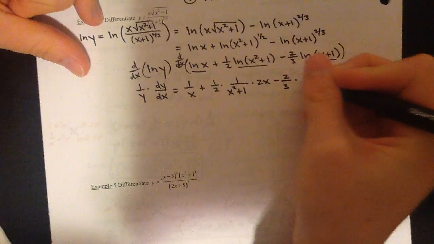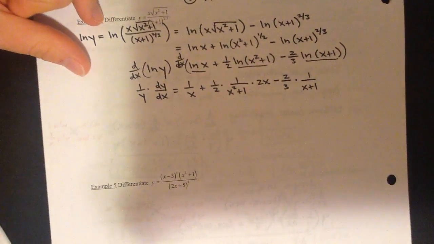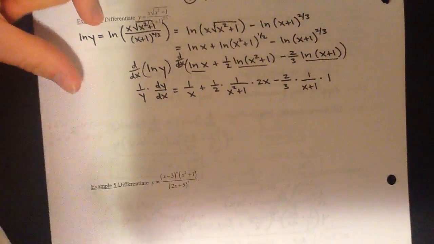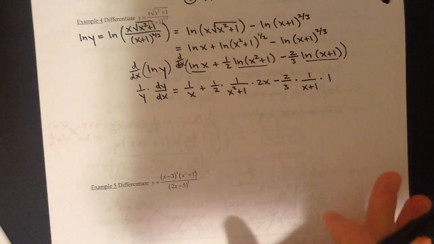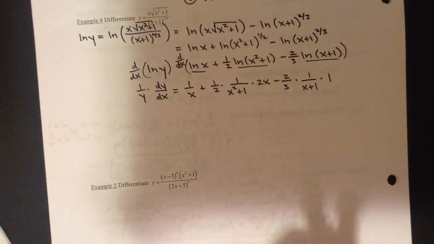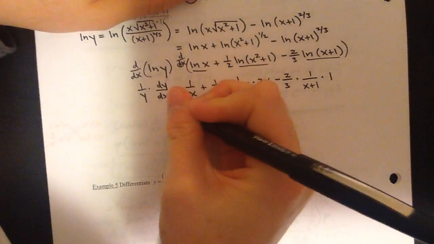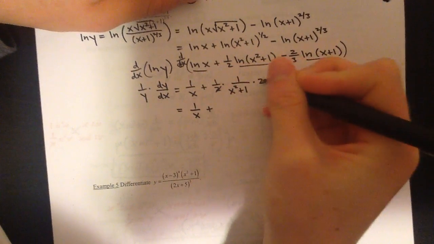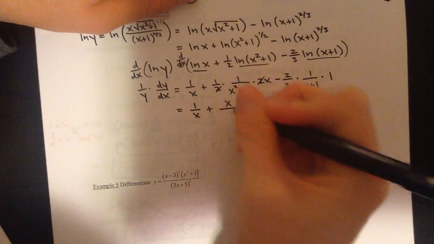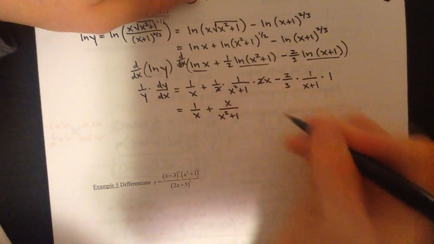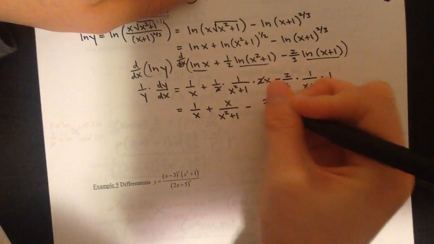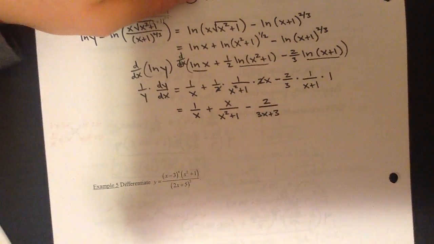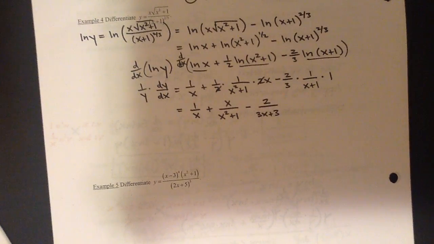Again, chain rule says when I take the derivative, I leave the x plus 1 in place, and then multiply by the derivative of x plus 1, which is just a 1. All right, so now I have all of my pieces here. I'm going to simplify, clean up just a little bit. So this equals 1 over x, and then plus, first of all, these 2's will cancel, and I will have x over x squared plus 1, and then minus 2 over, and I can distribute this 3, and I'll have a 3x plus 3. All right, so that is my right-hand side, totally cleaned up.